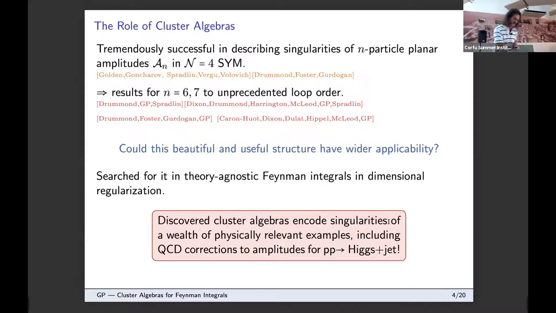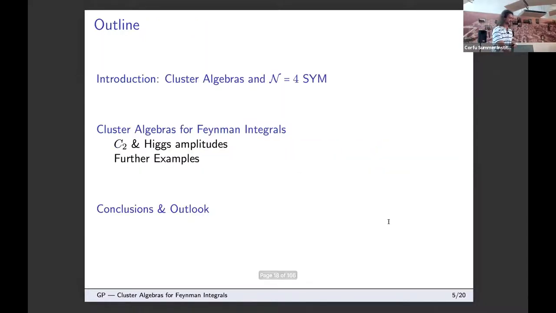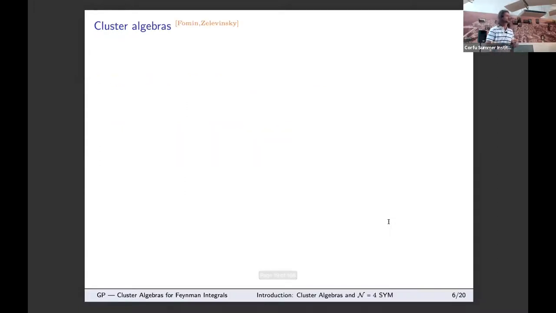And now let's try to focus and explore in more detail all these topics. So let me define cluster algebras for you, since it's one of the main concepts.